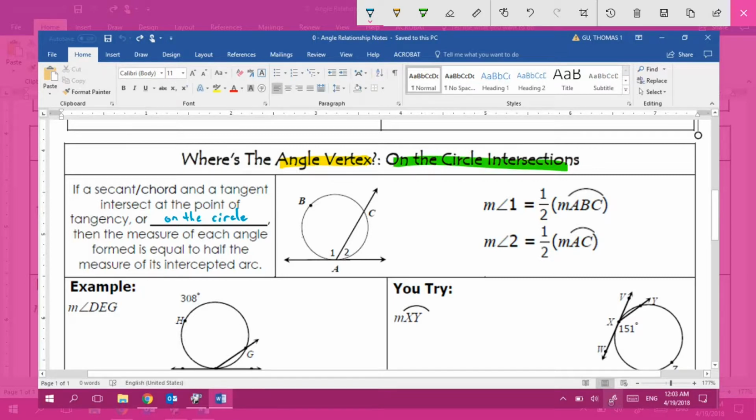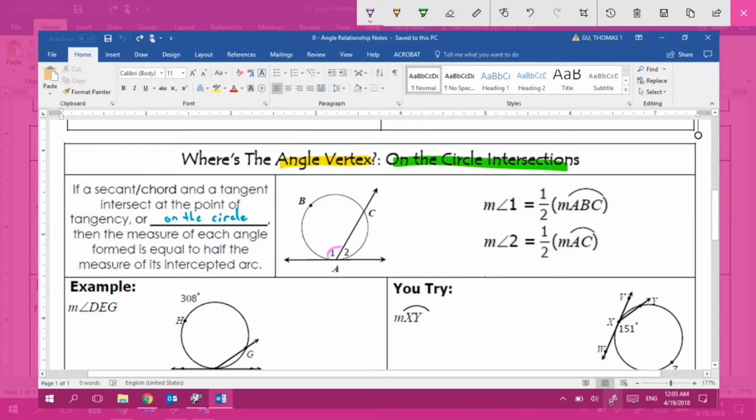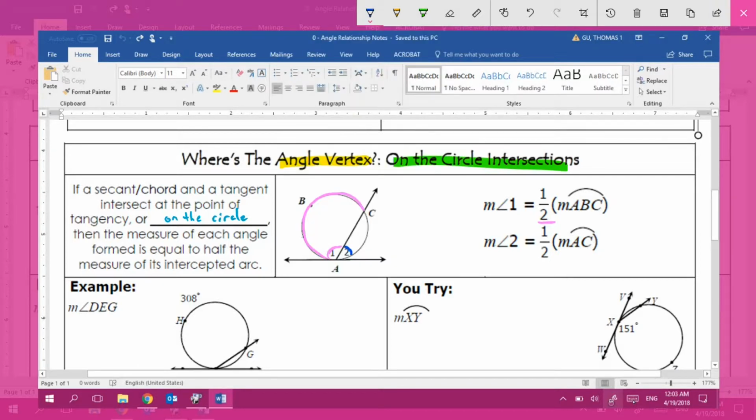So if we take a look at the rules here, if you're looking for the measure of angle 1, we can see that measure of angle 1 takes up this whole thing right here. So you take 1/2 of that arc ABC, and that would be the measure of angle 1. If I wanted to find the measure of angle 2 right here, then I would take 1/2 of the measure of the intercepted arc, which is AC right here. So that's how you would do these ones.